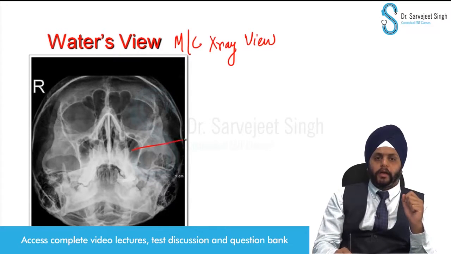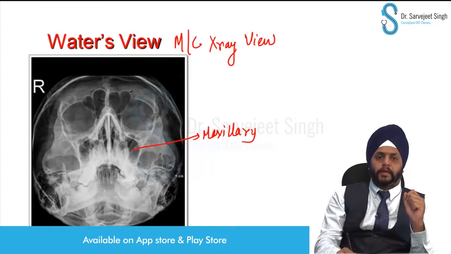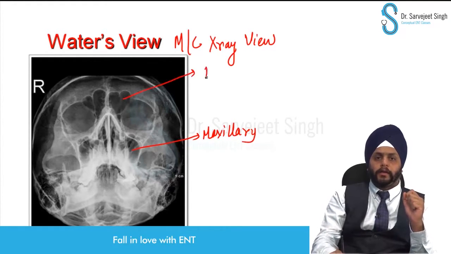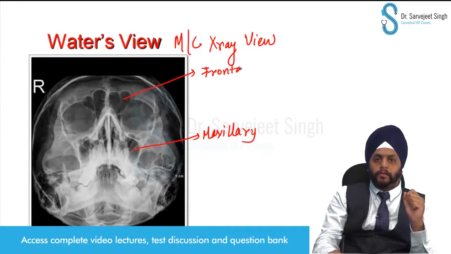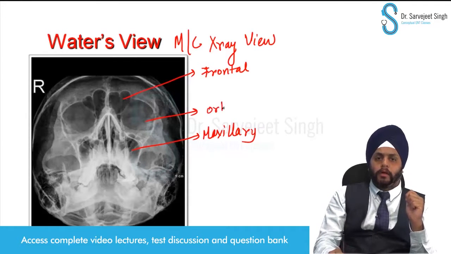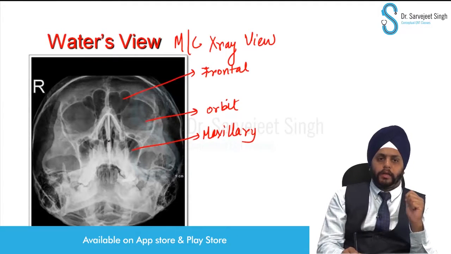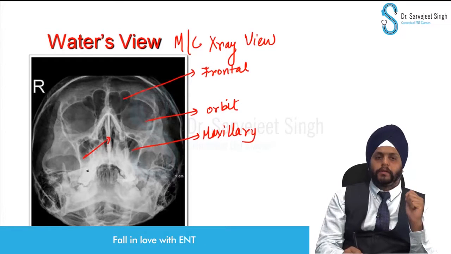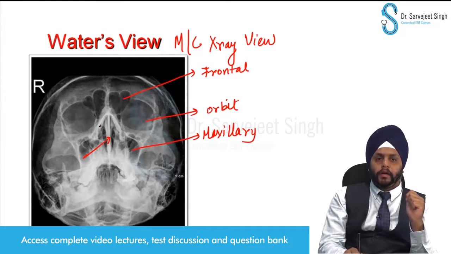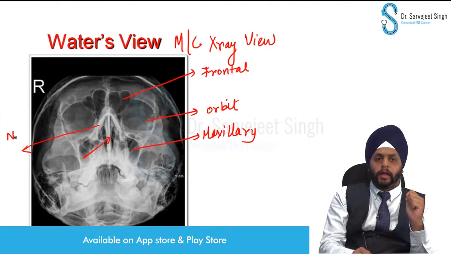I'm sure you can identify the sinus. This over here is the maxillary sinus. So you can identify the maxillary sinus clearly, and you can also identify the frontal sinus. So you can also identify the orbit over here. So this is the orbit. You can identify the septum. So this is the nasal septum, and you can identify the nasal bone also.